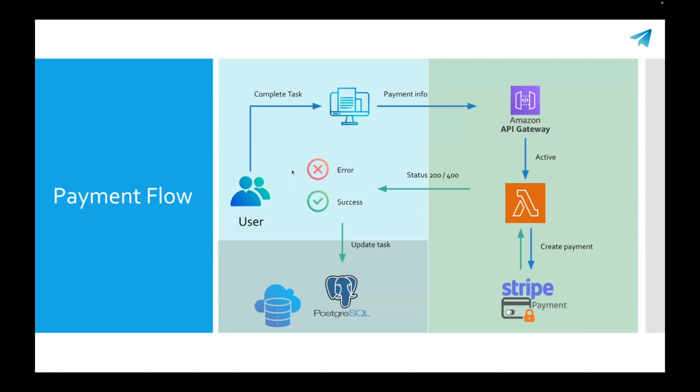In the following part, I will introduce how the payment and avatar Lambda functions work in our project. As you have seen in the demo section, when users complete tasks, they have to enter payment information and send it out to the URL that the API gateway offers. The Lambda function will be activated and call the Stripe payment API to create a payment. The result, which could be success or fail, will be sent back to the front end. And if it failed, a user can try it again.